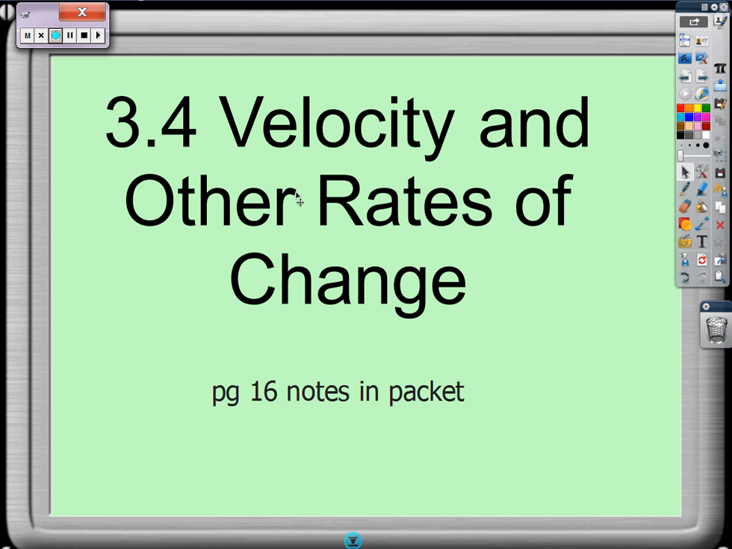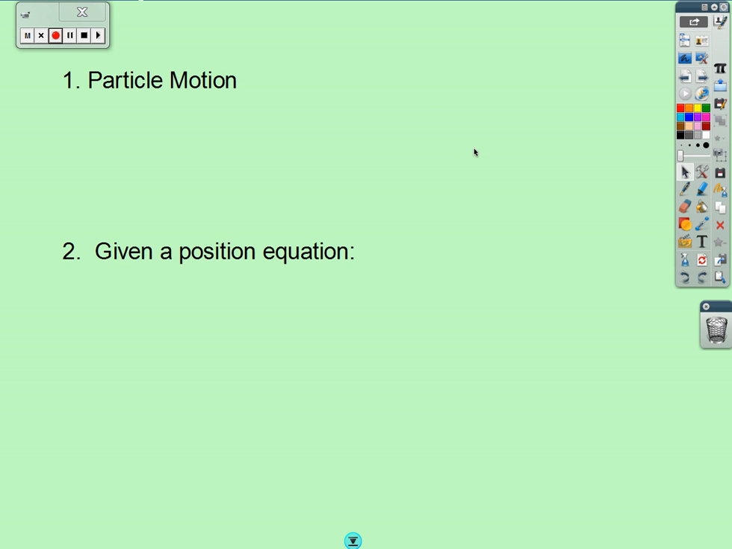So this is a lesson on velocity and other rates of change, specifically particle motion. You can follow along on page 16 of your packet and take some notes. So first we're going to talk about what particle motion is.